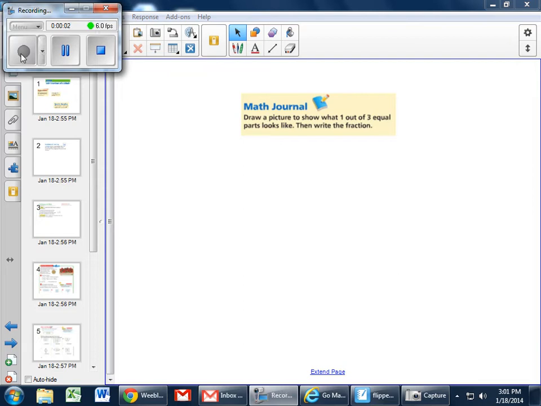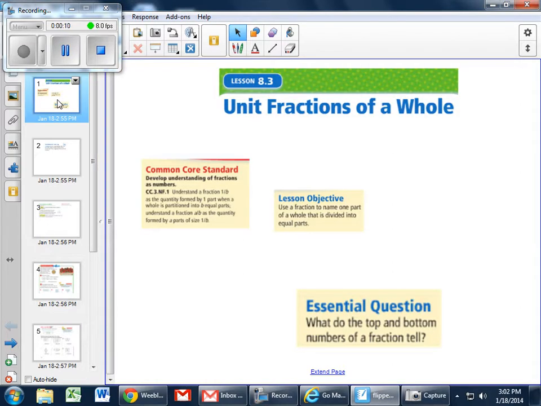Welcome to another exciting math lesson on fractions. We're doing lesson 8.3 today, and it is unit fractions of a whole. Looking at our Common Core standard, we're continuing to develop understanding of fractions as numbers. Our objective today is to use a fraction to name one part of a whole that is divided into equal parts. We looked at doing that in some of our previous lessons. Now we're just focusing on how to do that one part.